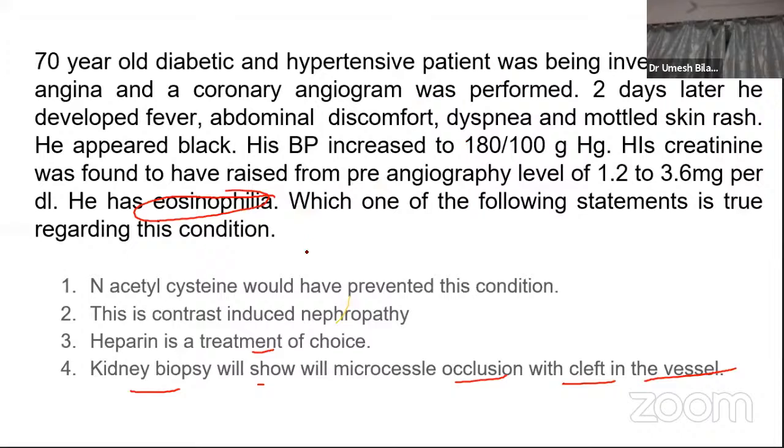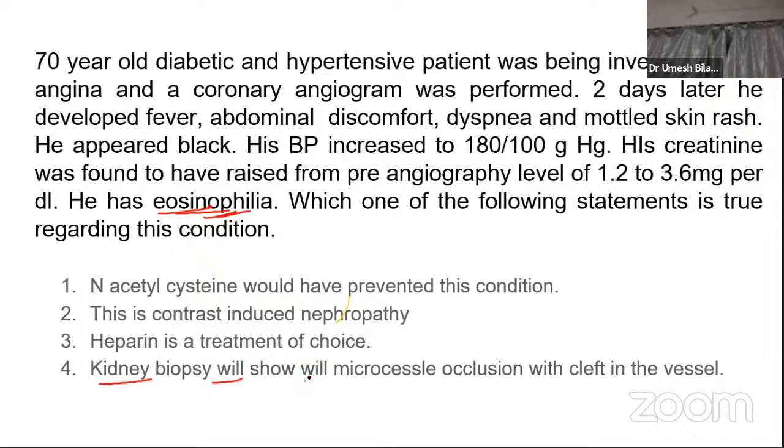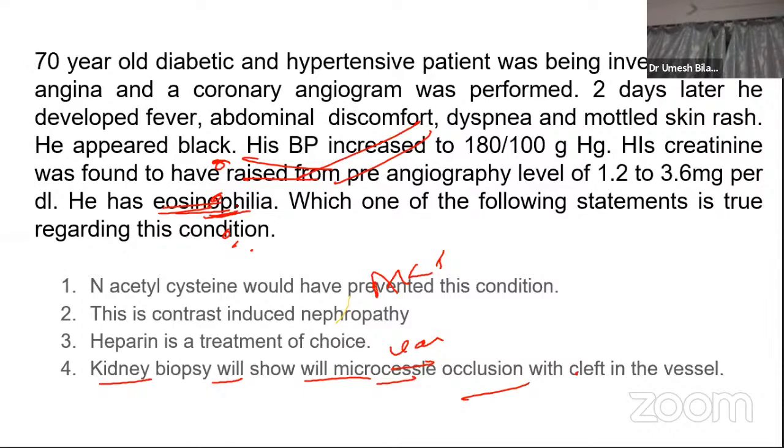See, eosinophilia means it is atherosclerotic embolization. I told you just now, you probably did not pick it up. Atherosclerotic embolization will cause eosinophilia. So the kidney biopsy will show microvascular occlusion with clefts. That means atherosclerotic emboli will go and plug the microvessels and cause AKI, and they will have eosinophilia. That is the answer. Beryllium says it is A.